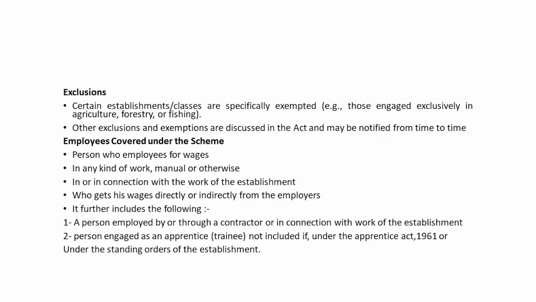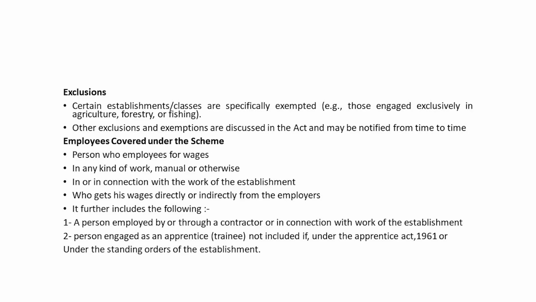The employees covered under the scheme are persons employed for wages in any kind of work, manual or otherwise, or in connection with the work of the establishment, who get their wages directly or indirectly from the employer. It further includes a person employed by or through a contractor in connection with the work of the establishment, who would be entitled to get the benefit under this. A person engaged as an apprentice or trainee will not be included if covered under the Apprenticeship Act 1961, or if already covered under the Standing Order Act, in which case this person cannot take the benefit under this act.